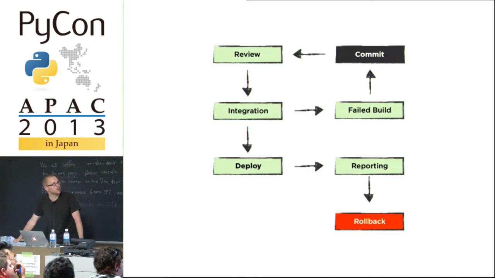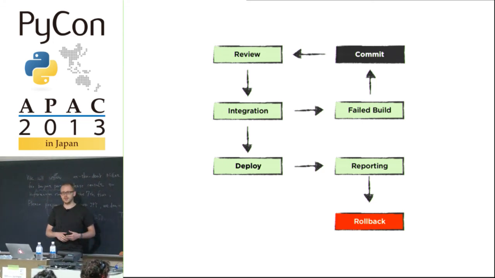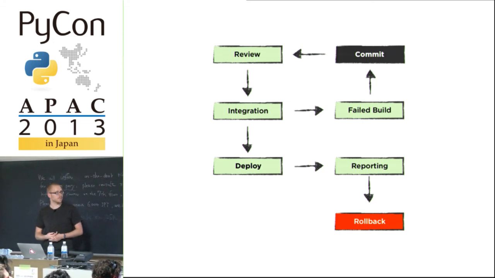So the general workflow looks kind of like this. You're going to create a commit. Maybe you have a code review process, integration, which is like your test server, Jenkins or something along those lines. If it fails, you're going to repeat this cycle. If it doesn't, then you can choose to release that code at that point. You're going to have some reporting and then some decision making after all is said and done.